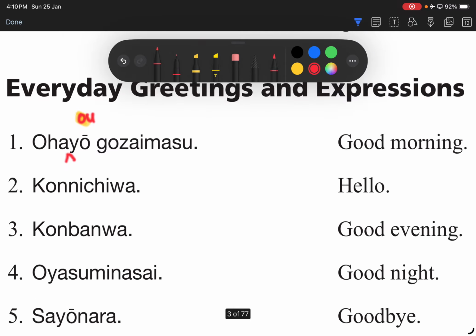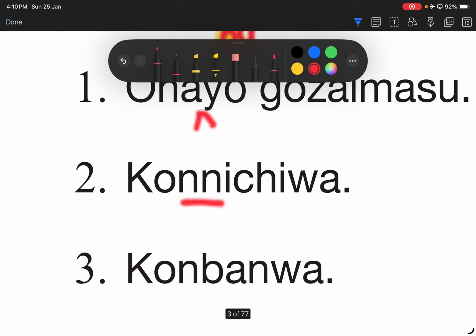Konnichiwa. Same thing, we have this double N sound. This N will go with the one in front, and the other N will be alone as one mora by itself. So kon.